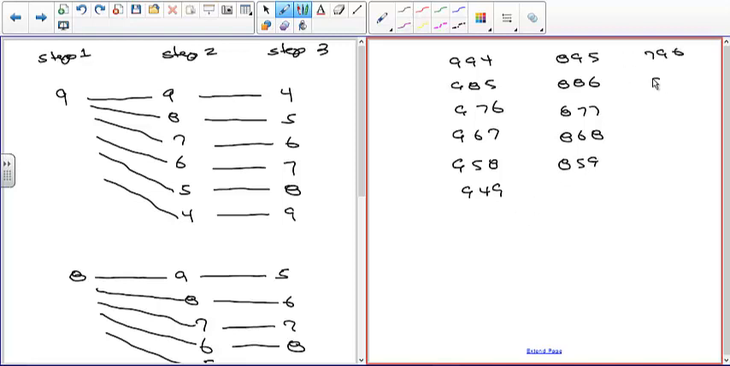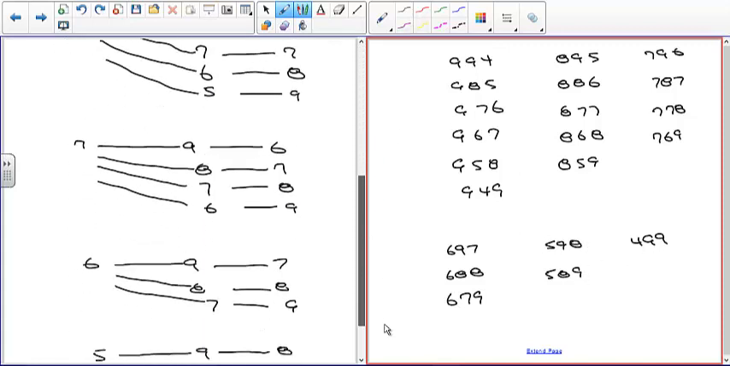796, 787, 778, 769, 697, 688, 679, 598, 589, and then 499. So 6, 5, 4, 3, 2, 1.